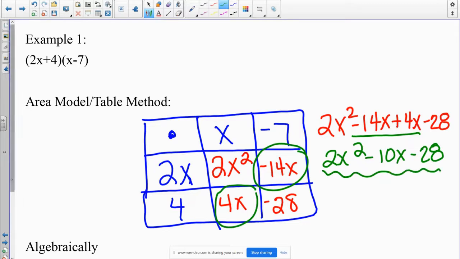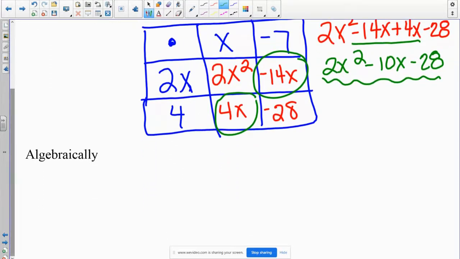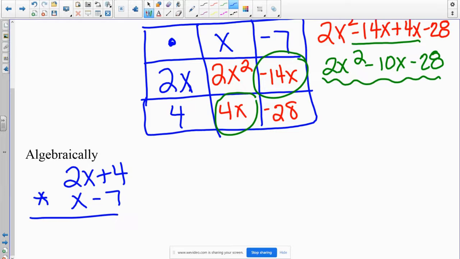Let's look at that algebraically. We'll start with it vertically. We're going to take 2x plus 4, and we're going to multiply that times x minus 7. Just like you do when you're multiplying integers, you're going to multiply first by the negative 7, and then you're going to multiply by the x. So we're going to take negative 7 times 4, which is negative 28. Then negative 7 times the x, which is negative 14x.